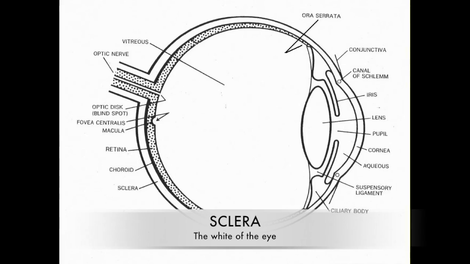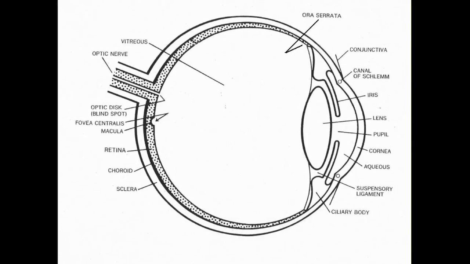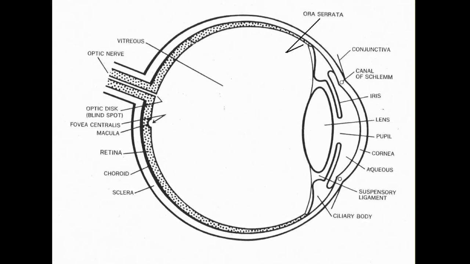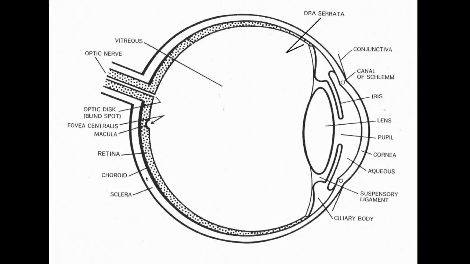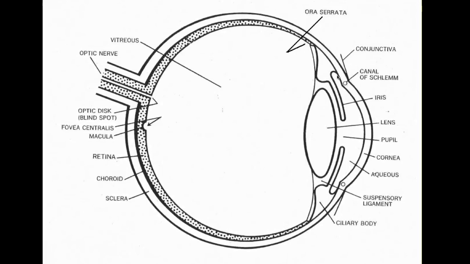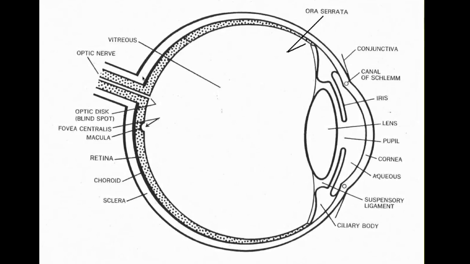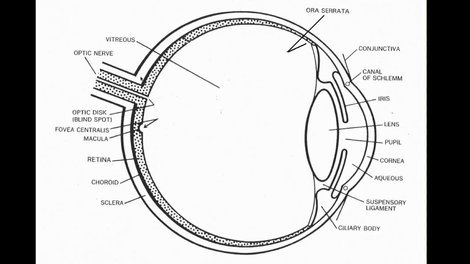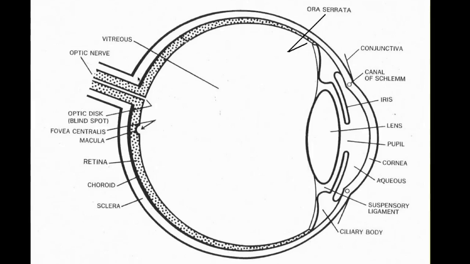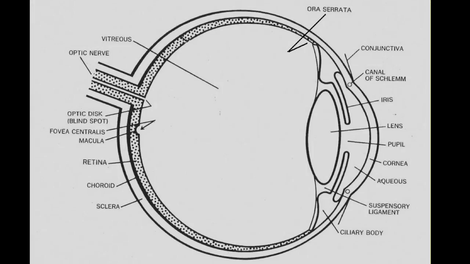The first structure of the eye we will look at is the sclera. It is the thick, tough, white outer covering of the eyeball. It surrounds the eye here and goes all the way around here as well. The function of the sclera is to maintain the shape of the eye and offer protection for the eyeball.